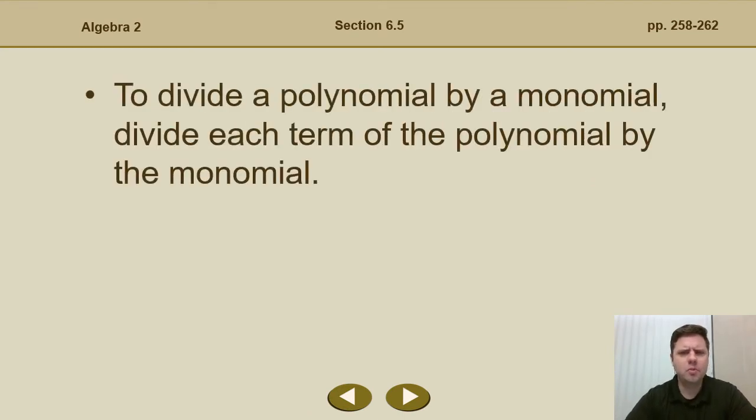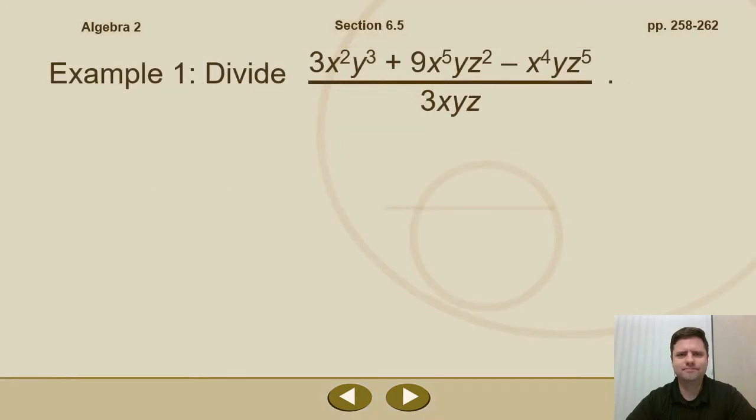So to divide a polynomial by a monomial, all you do is you divide each term of the polynomial by the monomial. So in this case, if we had 3x squared y cubed plus 9x to the fifth yz squared minus x to the fourth yz to the fifth, all divided by 3xyz, all we need to do is, in each of these cases, take this divisor, divide that into each one of these separately.